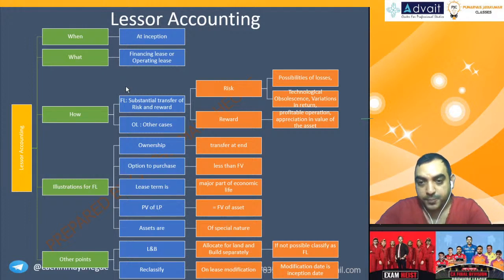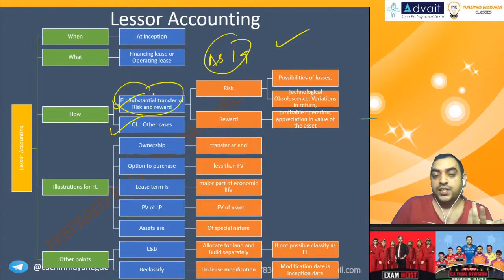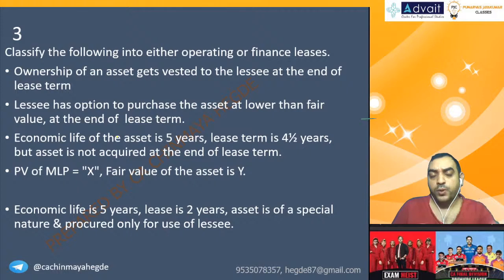Okay, let's go further. Lessor accounting, actually no change. As per AS 19, whatever is there, that continues. So you know there are two types: one is financial lease, the other is operating lease. When substantial transfer of risk and reward takes place, financial lease. In all other cases, operating lease. So let's do one quick problem based on that.